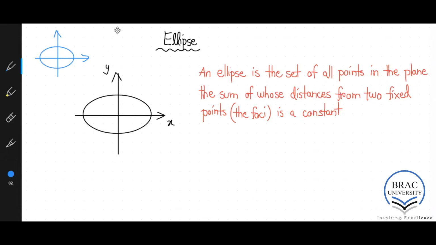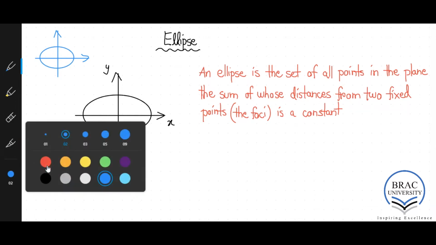In this video, we're going to be talking about ellipses. An ellipse is a set of all points in the plane, the sum of whose distances from two fixed points, which are the foci, is a constant. Foci basically means the plural of focus. So we basically have two focus here, and we call that a foci.